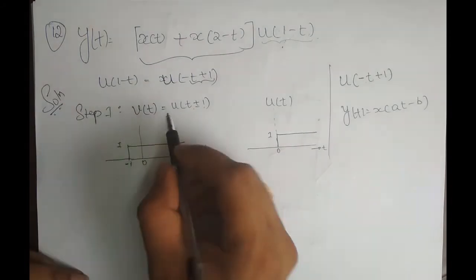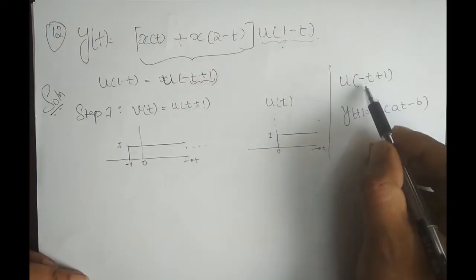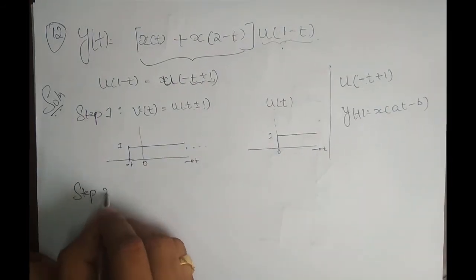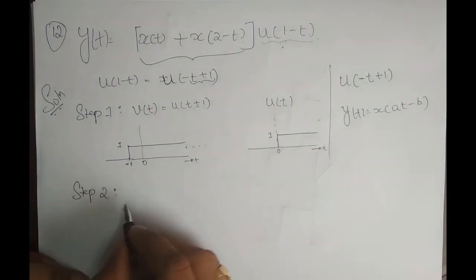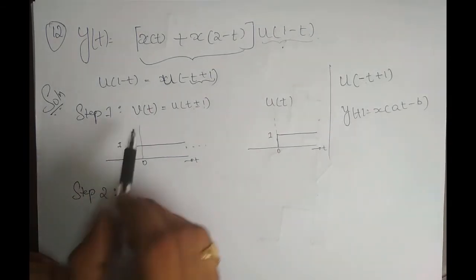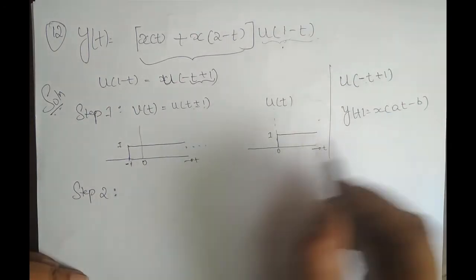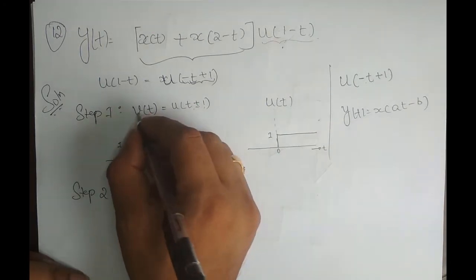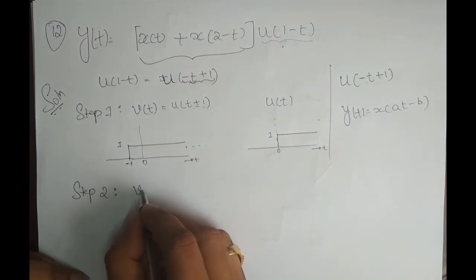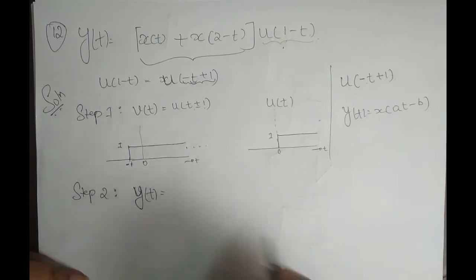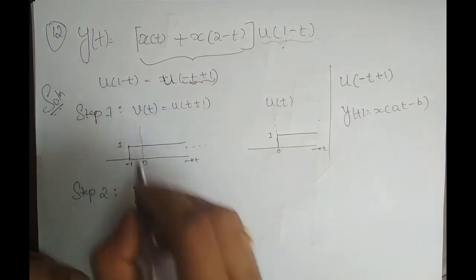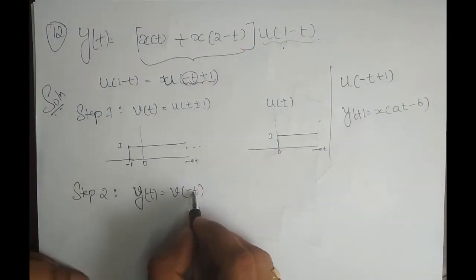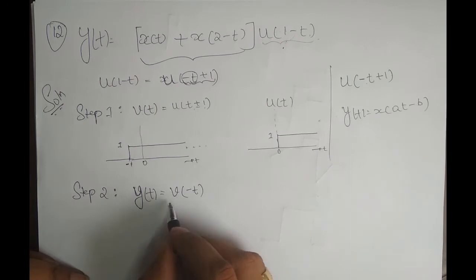But what do I need? What I need is u of minus t plus 1, right? Now what is step 2? Step 2 is, I have to time scale the intermediate signal, right? So what is the time scaling part? It is minus t. So I have to get y of t, which is equal to the time scaled version of the intermediate signal, v of minus t. While time scaling, ignore the shifting part. So what I need is v of minus t, right?